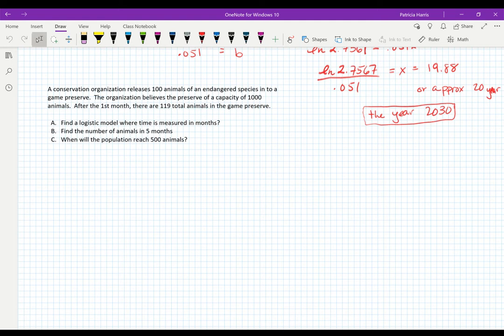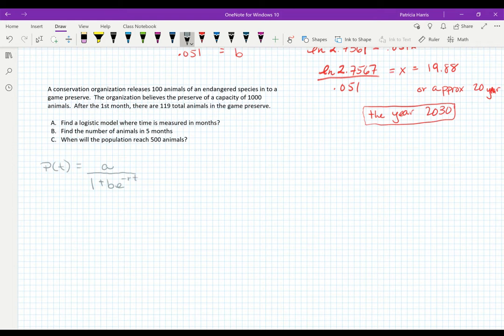Okay, so today we're going to do a logistics problem. A logistics problem is known by the fact that you have a limiting factor. In this problem, your limiting factor is the preserve has a capacity of 1,000 animals. So the basic equation that we would use is population as a function of time, where time is measured in months, A over 1 plus B e raised to the negative r times t.